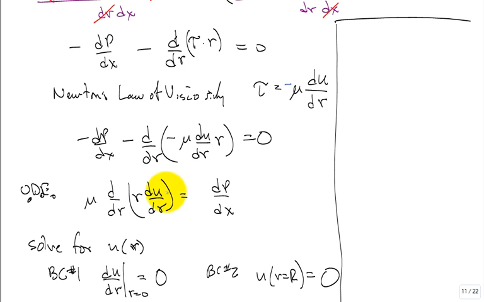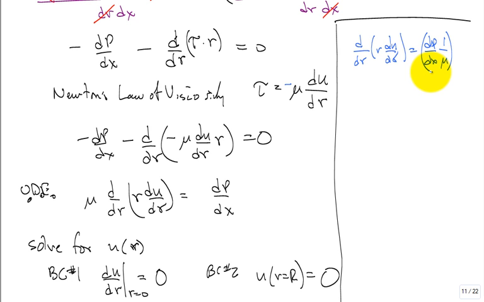So if you separate, what do you get? You get mu. Well, actually, put this mu over here. Derivative with respect to r of r du dr equal to dp dx times 1 over mu. This is a constant.